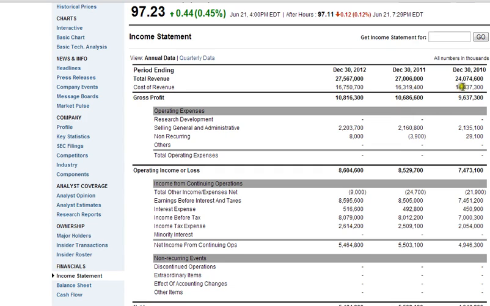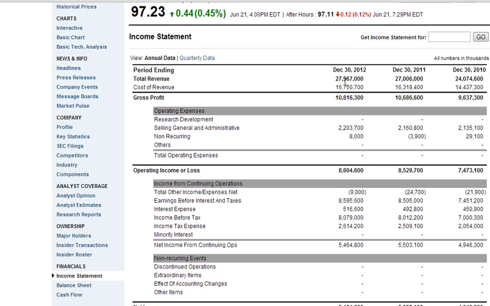For McDonald's, let's look at that. In 2010, McDonald's brought in $24 billion right there. In 2011, they brought in $27 billion right there. And in last year, they brought in $27.5 billion right there. So that's what they brought in terms of sales.